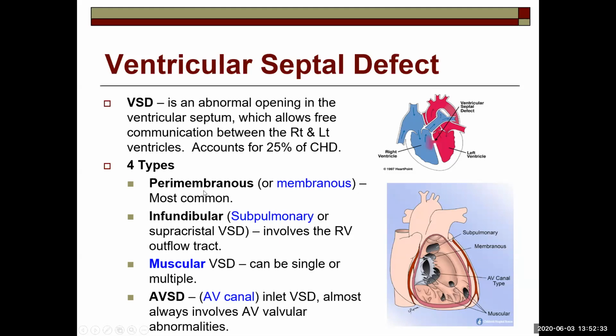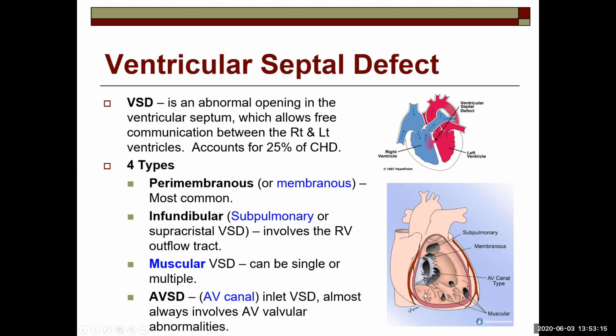So perimembranous, this is the most common. That means it's within the membranes of the septum. Infundibulum is right over here, just below the infundibulum, which is subpulmonary. So this is your pulmonary artery right over here, just below it. So subpulmonary or infundibulum would be this one here. Membranous would be just the membrane that is involved in this case.